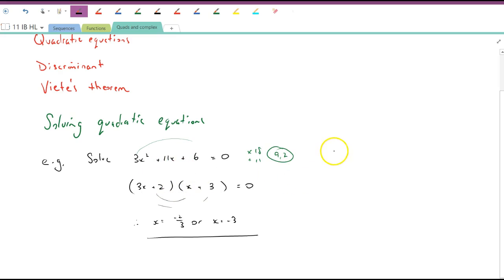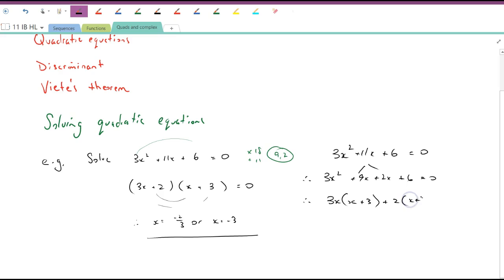Another way of doing this, I might not have gone for this approach. I might have gone for, all right, let's take the 11x and split it down into plus 9x and plus 2x. So I split it down like that. Remember, the 9 and 2 are coming from there. Then I factorize in pairs. I get the same bracketed expression here, which I can then group together as 3x plus 2, x plus 3. So you might solve it that way.